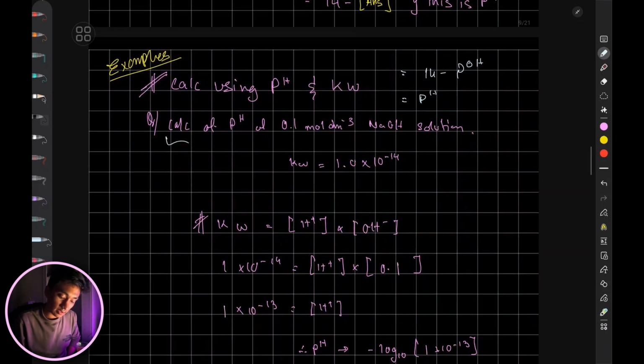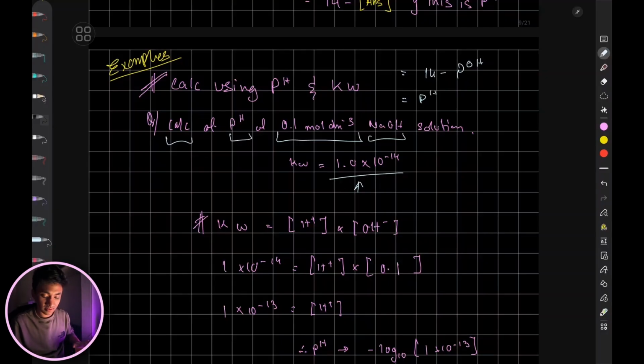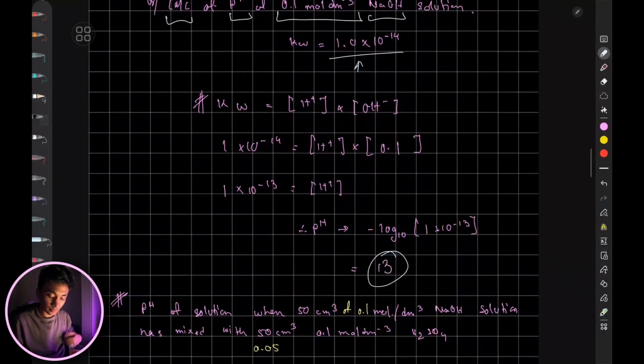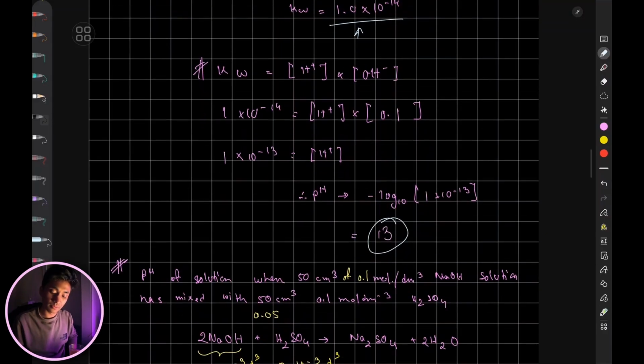The question is: calculate the pH of 0.1 mole per dm cube of NaOH solution. Again, a similar question. You know Kw to be 1 into 10 to the power of minus 14. So you write Kw as 1 into 10 to the power of minus 14. H plus you don't know, OH you know. To keep the constant the same, H plus will vary and compensate for however the OH concentration has changed. In this case, it has increased, so the H plus concentration goes down.